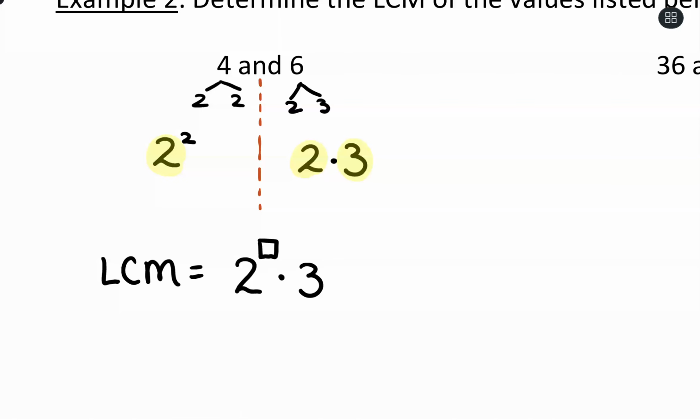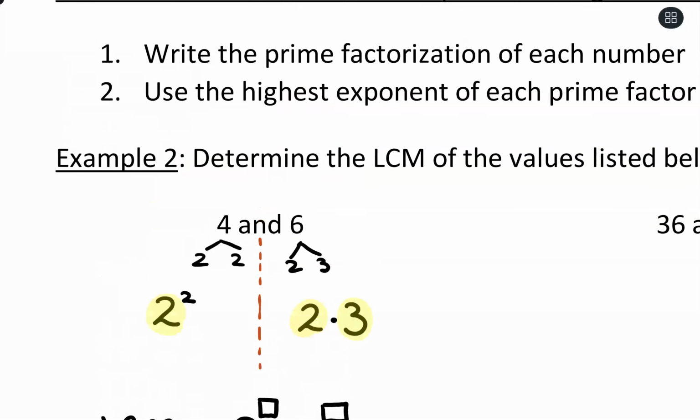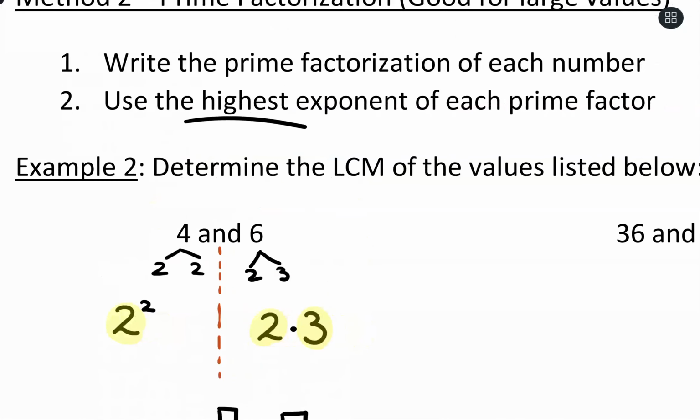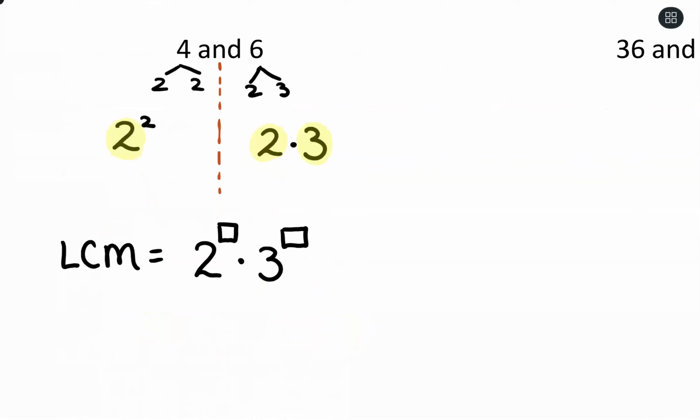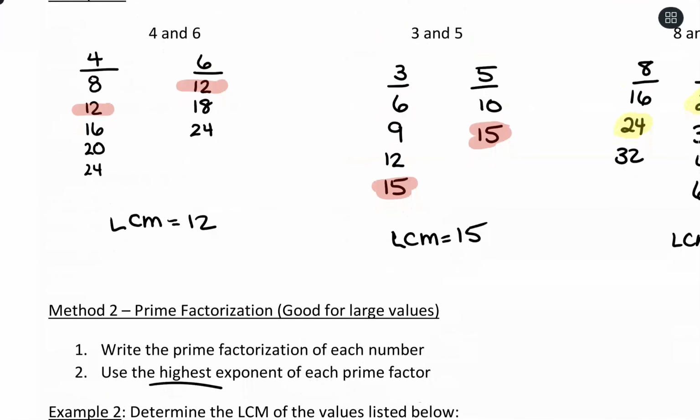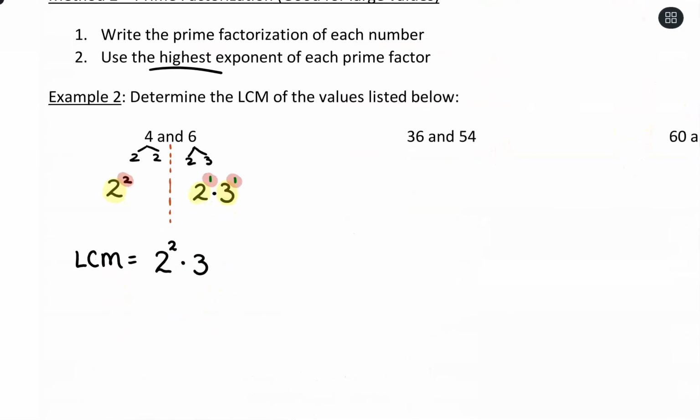What I still need to fill in the blank for are exponents. And what we're going to do is use the highest exponent of each prime factor. So we have an exponent of 2, and then over here we technically have an exponent of 1 for each of those. So the largest exponent for 2 is a 2. So we're going to use that. 3 has the largest exponent of 1. So we're just going to keep that as is. And that's it. So 4 times 3, which is 12, which we found up above there by making the list. But we could use the prime factorization.